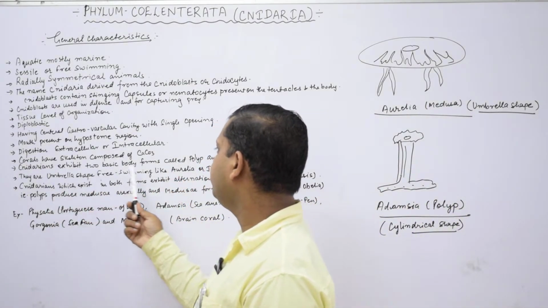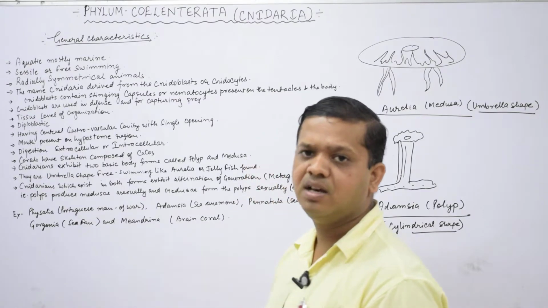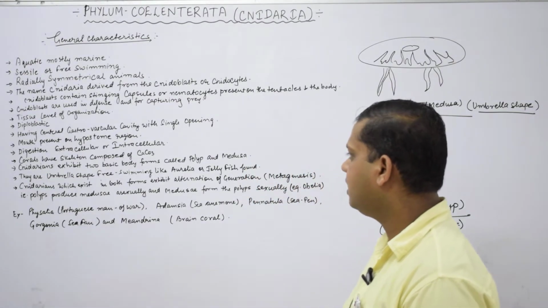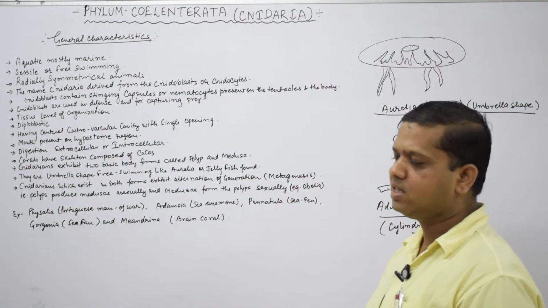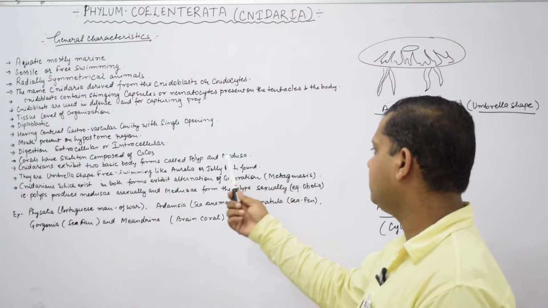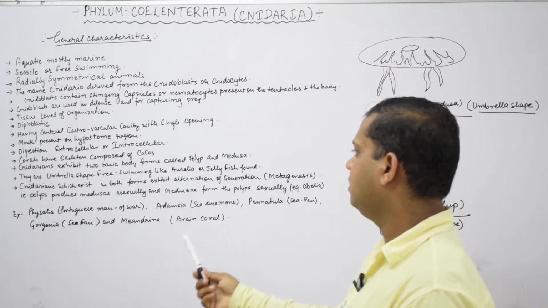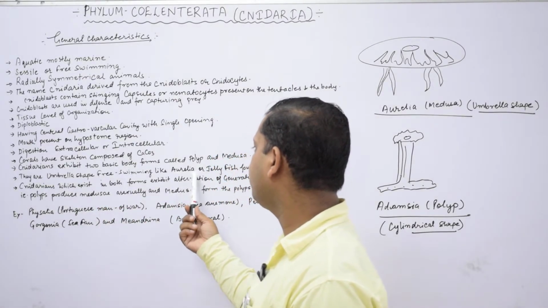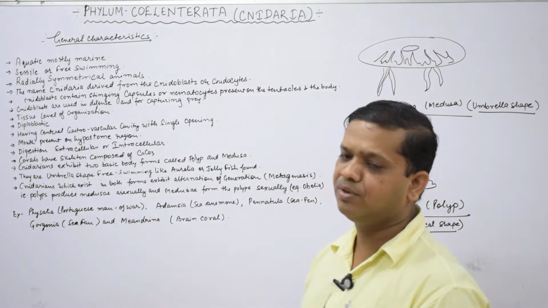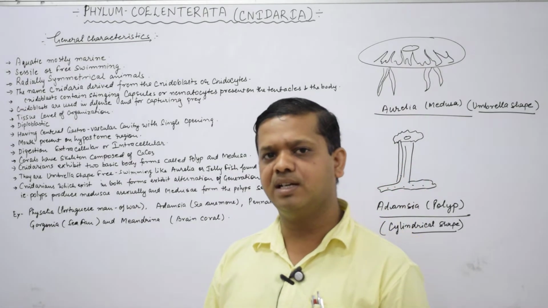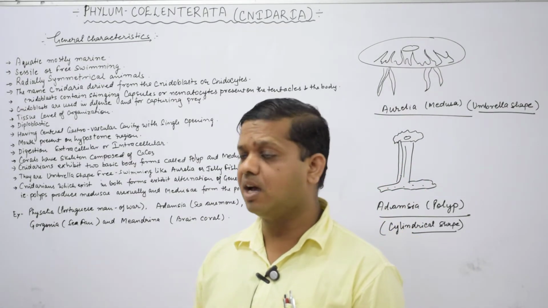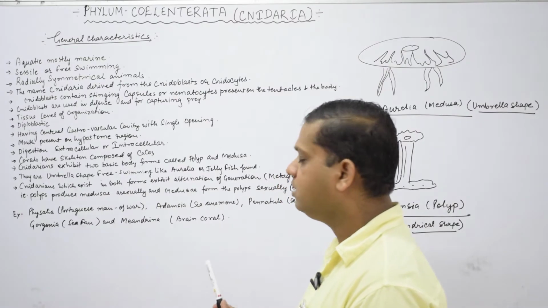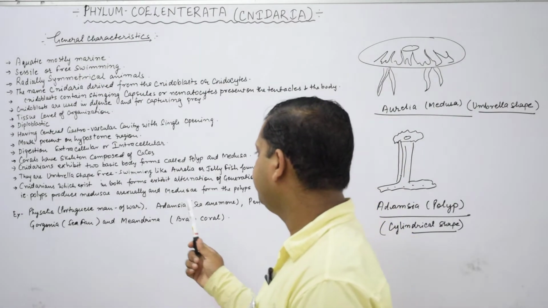Cnidarians exhibit two basic forms, called polyp and medusa. So they have two basic forms, the polyp and the medusa. The medusa is umbrella shaped and free swimming, like Aurelia or jellyfish. When you look at a jellyfish or Aurelia, the structure is umbrella shaped and they are free swimming in water.